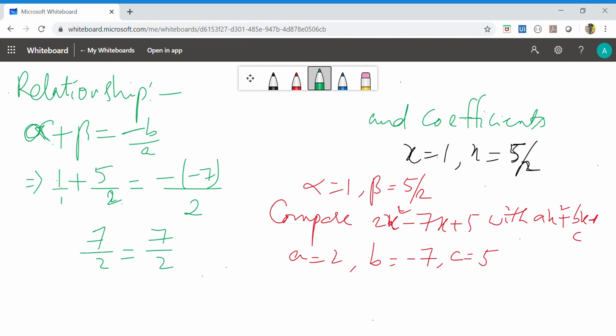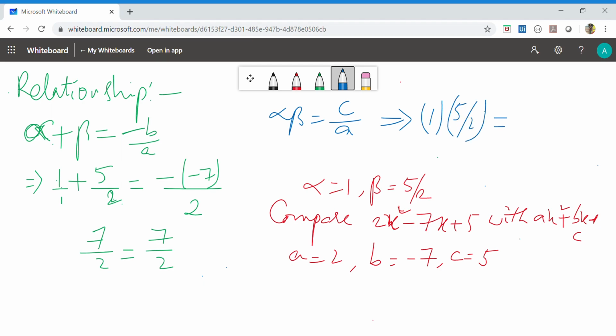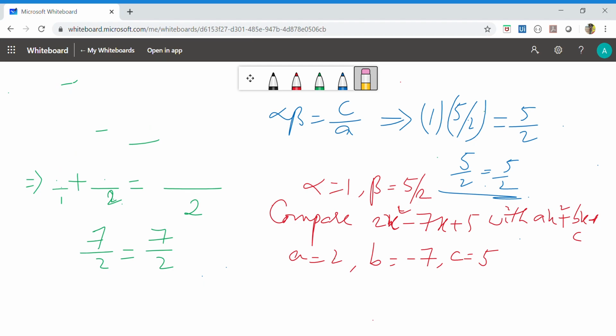So next you have to find the product of the roots. Alpha beta is equal to c by a. This implies alpha into beta is 1 into 5 by 2 is equal to c by a. C is 5 and a is 2. So 1 into 5 by 2 becomes 5 by 2, which is equal to 5 by 2. And hence verified the relationship between zeros and coefficients of a polynomial.